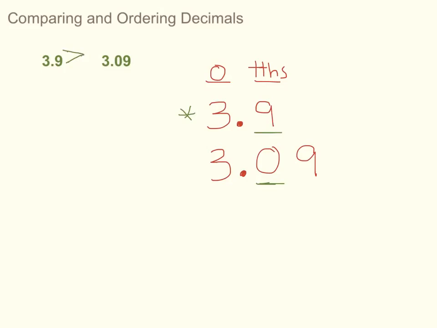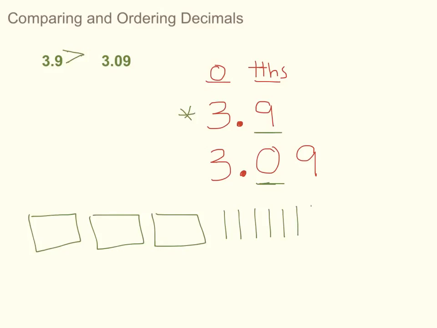And this really makes sense when you think about it, because I know that this is 3 wholes, and if I wanted 9/10, I would draw 9 rods: 1, 2, 3, 4, 5, 6, 7, 8, 9. And if I was drawing 3 and 9/100, I would have 3 wholes and 9/100, which are smaller. So that shows me that 3 and 9/100 is smaller than 3 and 9/10.